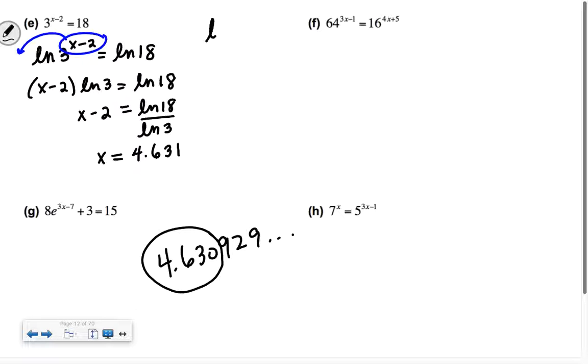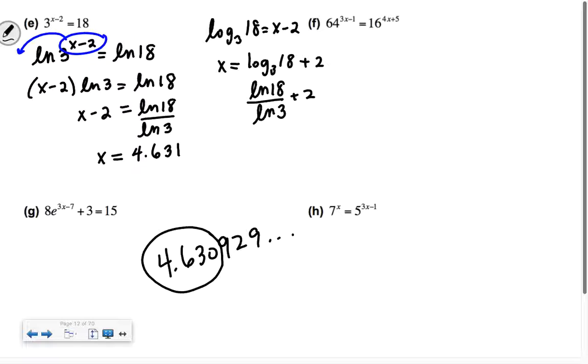So if you had done it the other way, if you had done log base 3 of 18 equals x minus 2, then your answer might look like this, which is perfectly acceptable. Now the reason we might have had this instead, the natural log of 18 over natural log of 3, is because with the change of base formula, you could change it to any base that you want. Do you guys see how those are equivalent? All right.